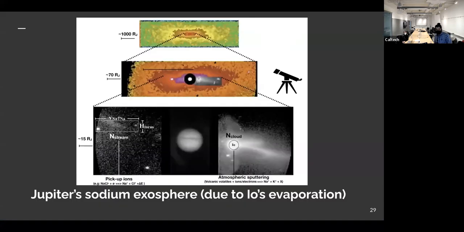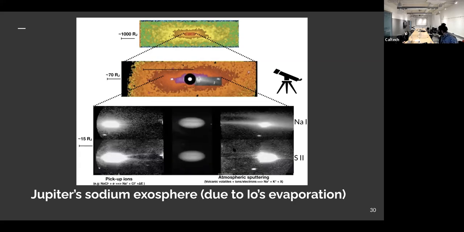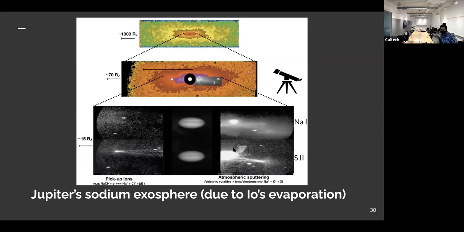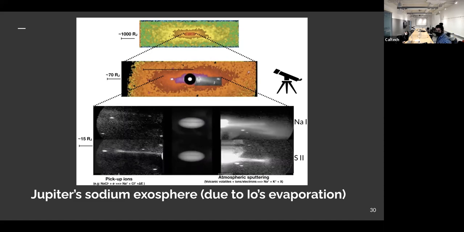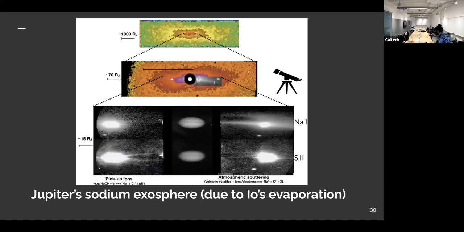So motivating the search is that at Jupiter, if you look at Jupiter from the Earth, or maybe from another star system is a better analogy, you would see a giant sodium cloud extending to 1,000 Jupiter radii. And this is fueled, as you zoom in to 70 and then 15, by this tiny little moon, Io. And this is an image taken by Nick Schneider in the 90s, so it's vintage.